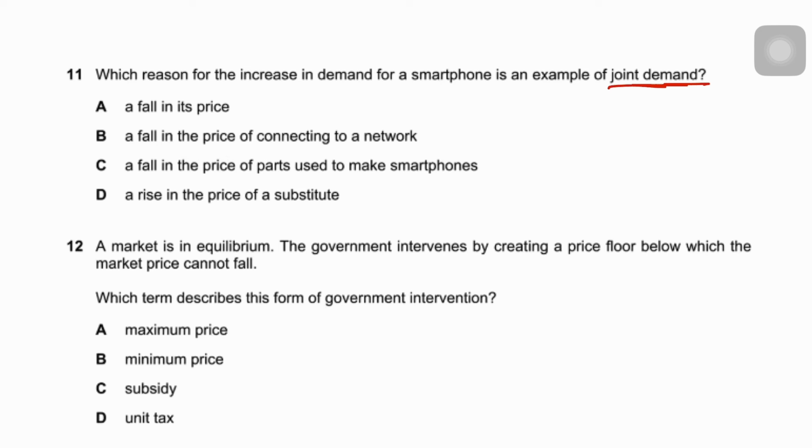And so it follows that if you look at option B, a fall in the price of connecting to a network, that indicates a complement to the smartphone, because as connecting to the network becomes cheaper, more people are likely to buy the smartphones to use the network, demonstrating joint demand in this case, right? So option B would be the correct answer.